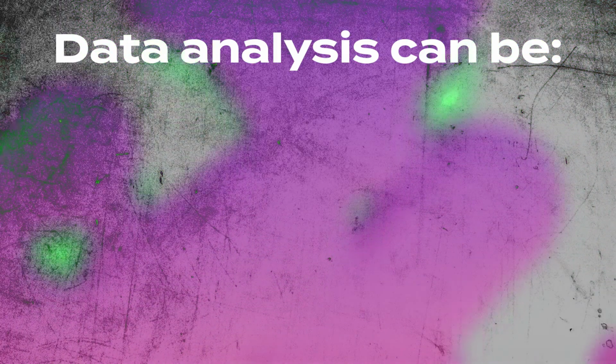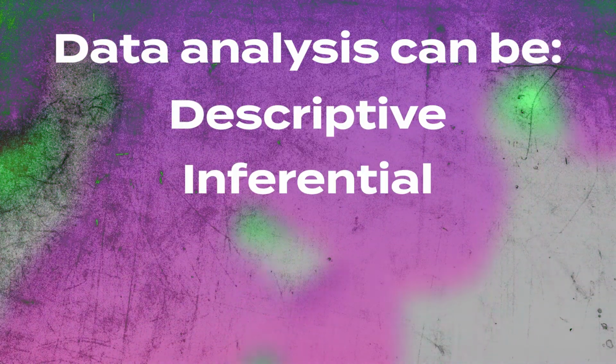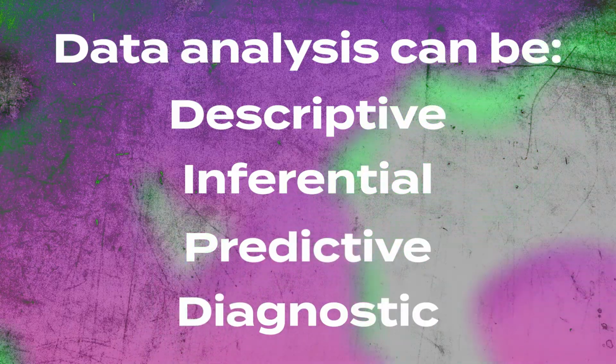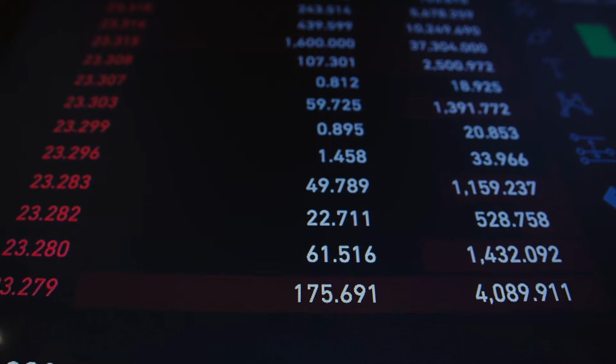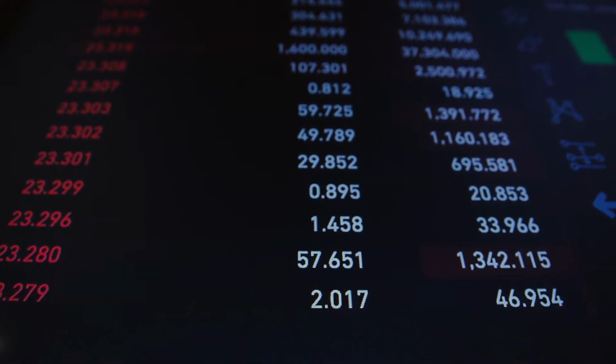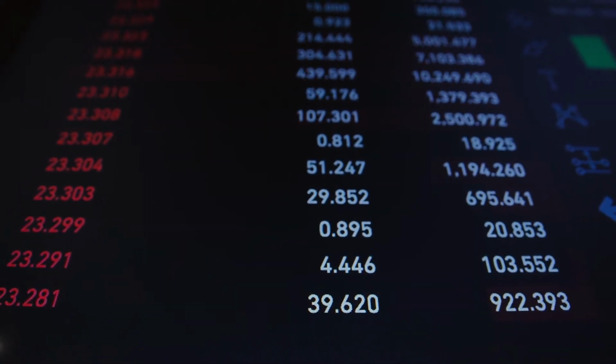The data analysis can be descriptive, inferential, predictive, or diagnostic. The most common types of quantitative data are counts, measurements of physical objects, sensory calculations, among others. For the units of these types of data, you can tabulate your information in spreadsheets.